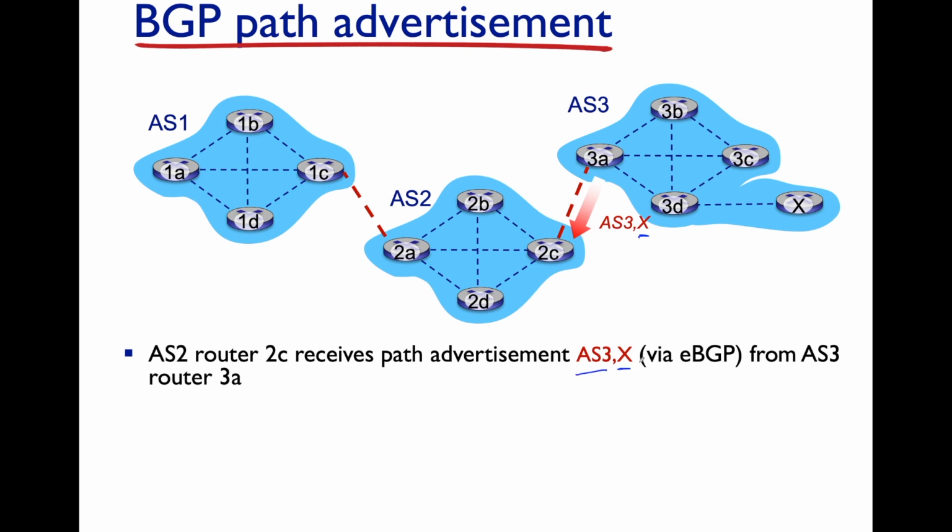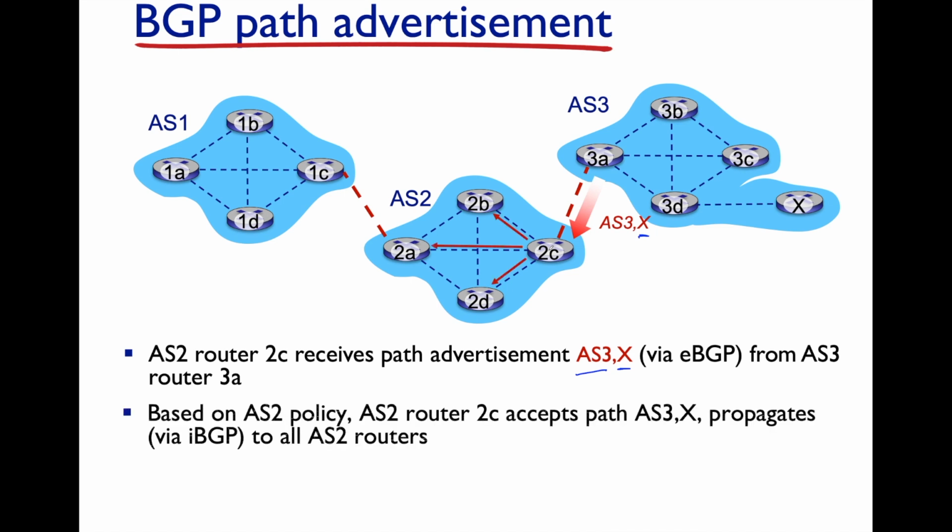Okay, so now AS2's router 2C receives the path advertisement AS3, that's the autonomous system, and here is the subnet address. And it gets it as an eBGP message along this red link between border gateways, hence the name Border Gateway Protocol. So it gets this eBGP message from AS3, and the source of this message is router 3A in AS3, and the destination is border gateway or router 2C within AS2.